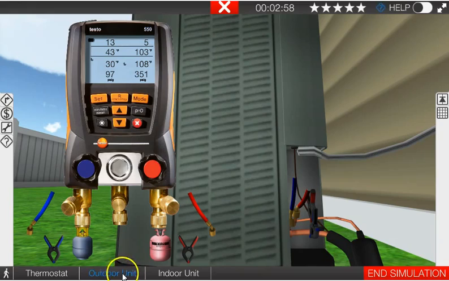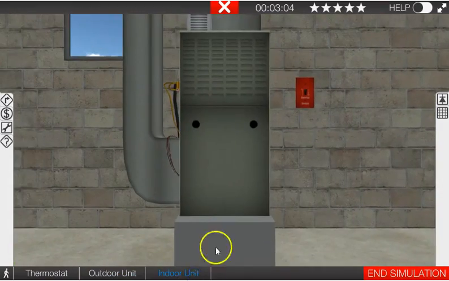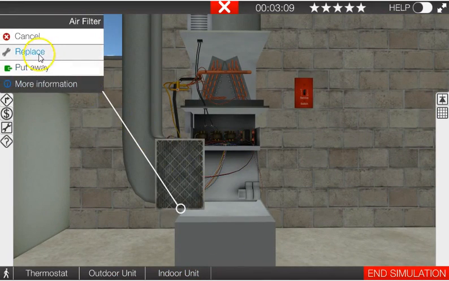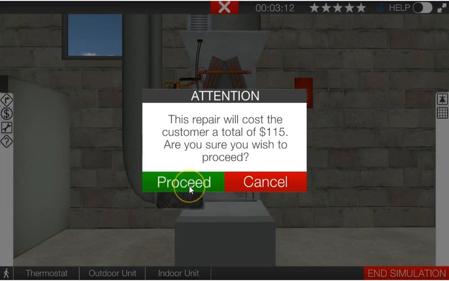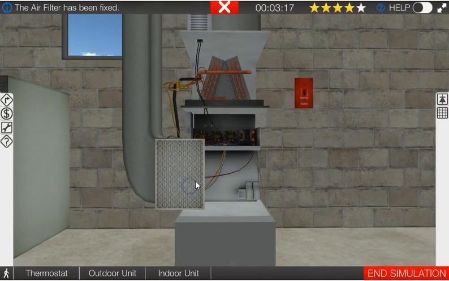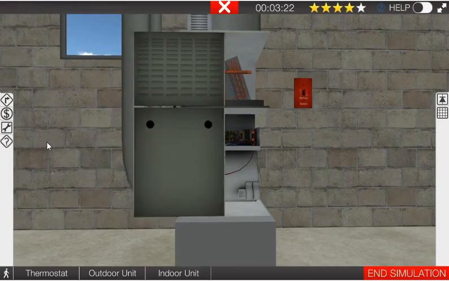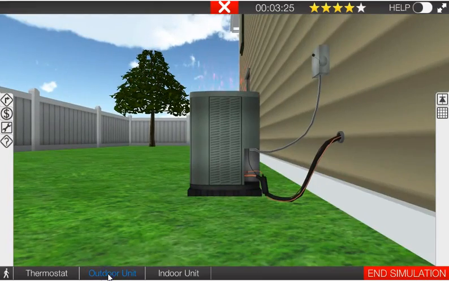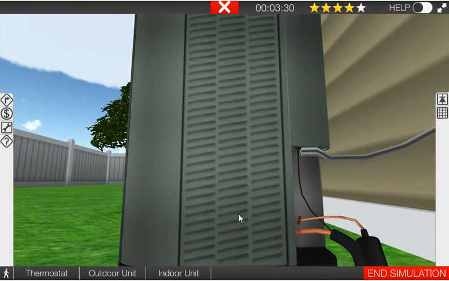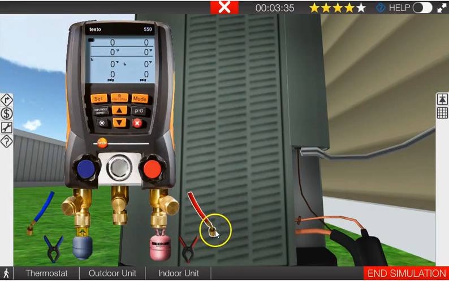Okay, let's go to the indoor unit. Put our gauge away. Go to the indoor unit. We'll take the cover off. We'll replace the filter. Going to cost $115 to do that for the customer. You just got 4 stars because we did that right. And then we'll put it away. Put the cover back on. Let's go back to the outdoor unit and take a look at what's going on out here now. Unfortunately, you can't leave your gauges on when you're using the sim, so you got to go back and put them on again.